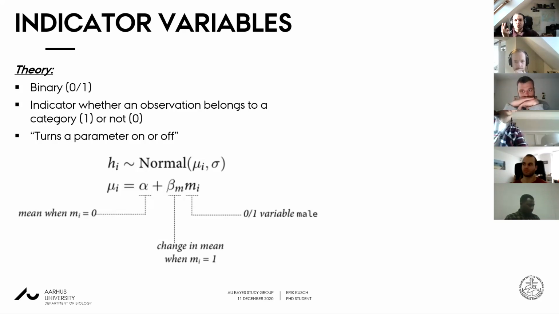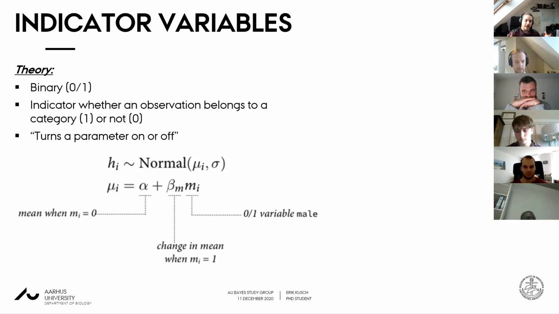So there are two distinctions here. One is indicator variables, one is index variables. Indicator variables, like the name would suggest, indicate whether something is the case or not. So they are binary in nature, 0 or 1. And they tell you whether an observation belongs to a category, then usually it takes the numeric value of 1, or not, then it usually takes the numeric value of 0. So if you have a variable that you call male, for example, a 1 would identify a man and a 0 would identify a woman.